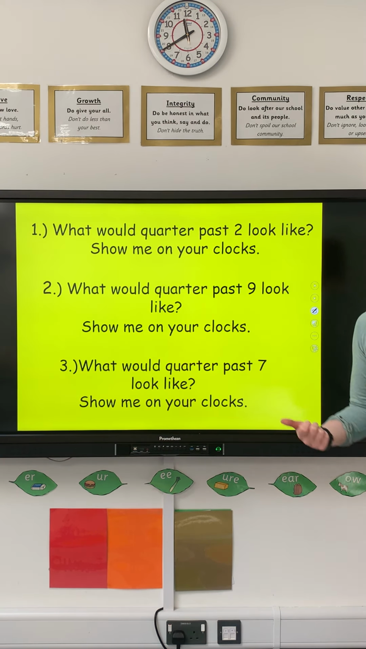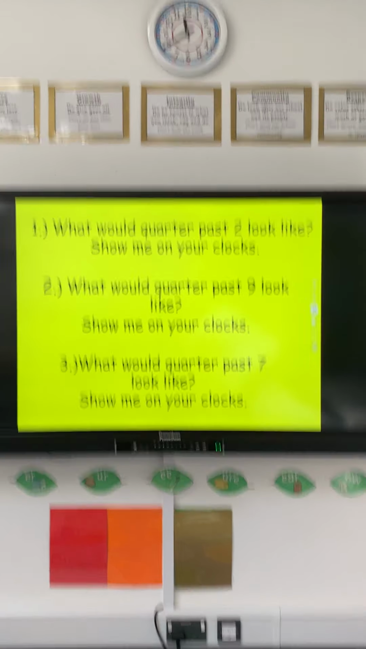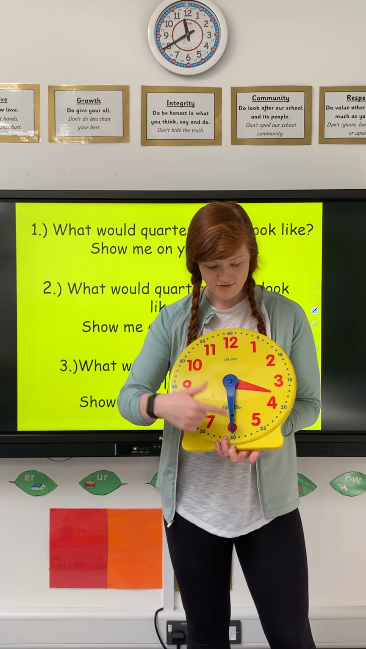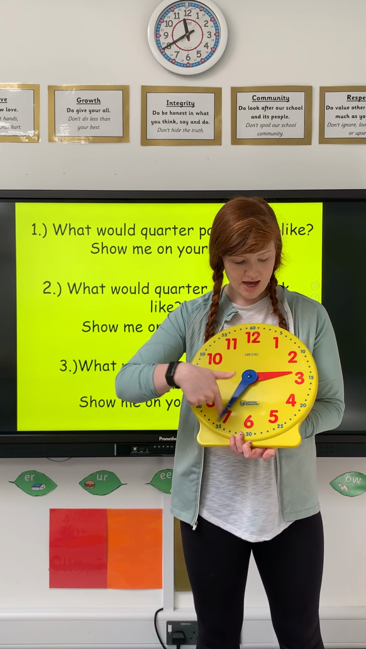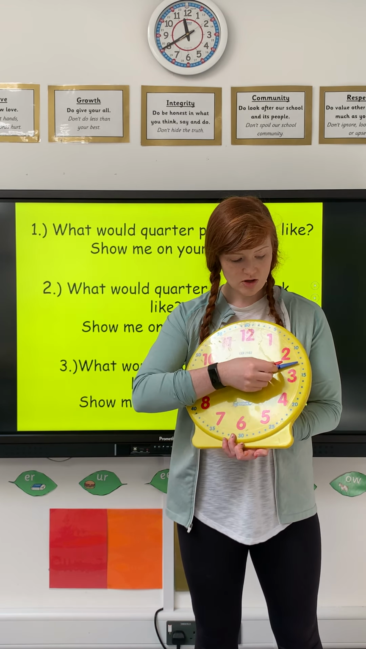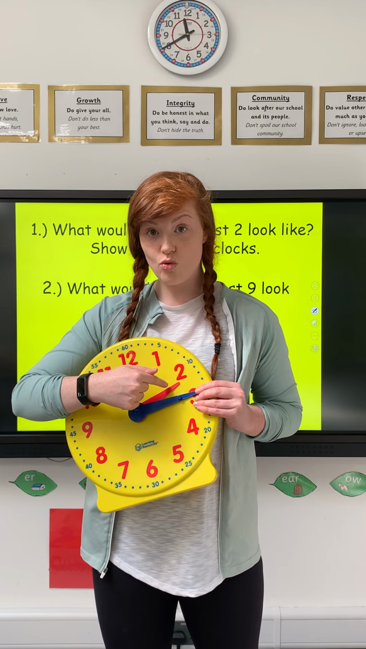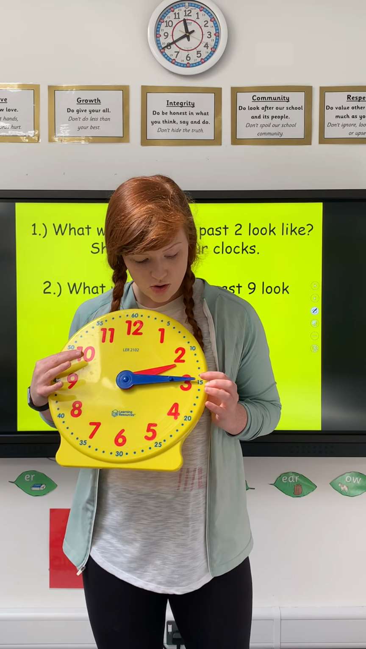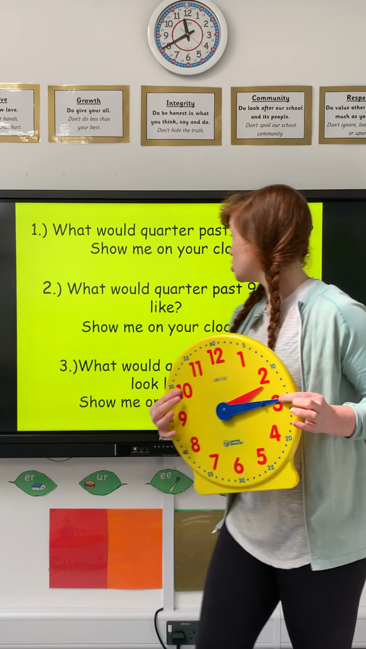So, have a look whether you can do it on your clocks. What would quarter past 2 look like? So if I do it on here, I know that my big hand needs to be on the 3 directly, and my little hand is just past the 2. It's a quarter of the way past the 2. So you can see here that that would show quarter past 2.